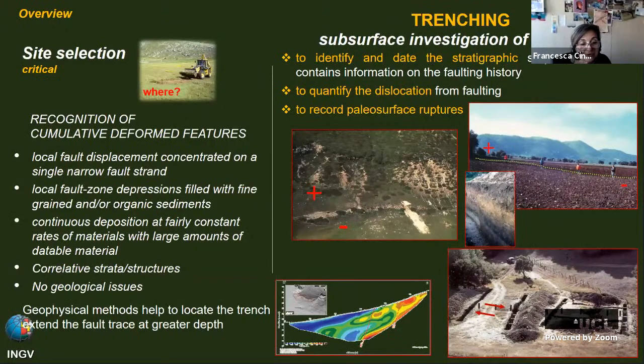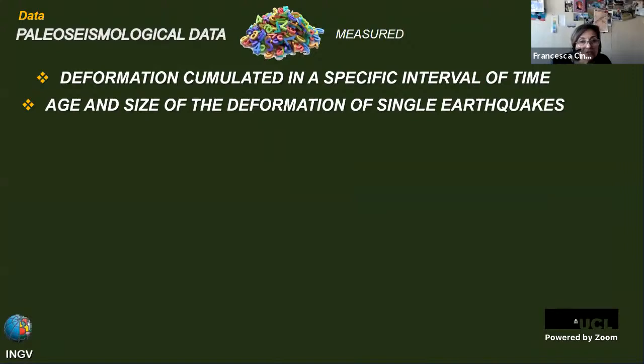And of course, geophysical methods help really a lot to locate the trench, both georadar or electrical resistivity, and also they extend the fault trace at greater depth. So which kind of data does palaeoseismology measure? Deformation cumulated in a specific interval of time, mostly with quantitative geomorphology, and then also age and size of the deformation of single earthquakes, mostly by trenching.